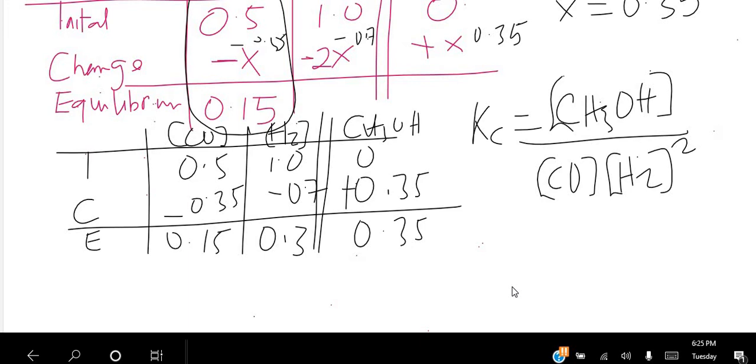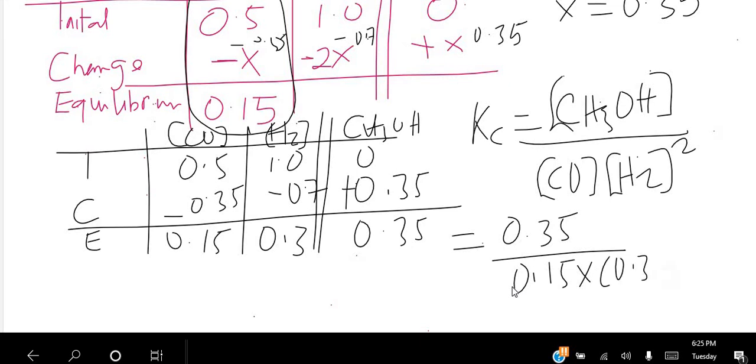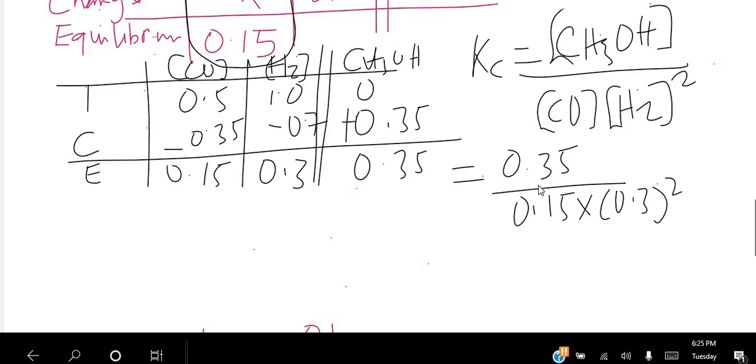So let's plug in this equilibrium concentration into our Kc. So it's going to be 0.35 over our CO, which is going to be 0.15, times hydrogen, which is going to be 0.3 squared, raised to power 2. If you plug this into our calculator, our Kc is going to be 26.